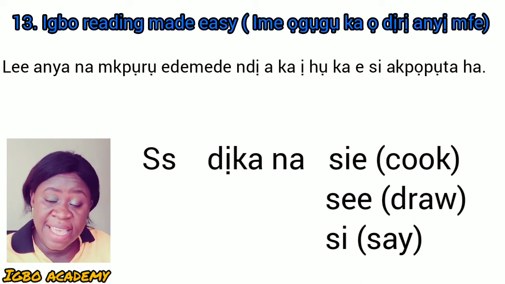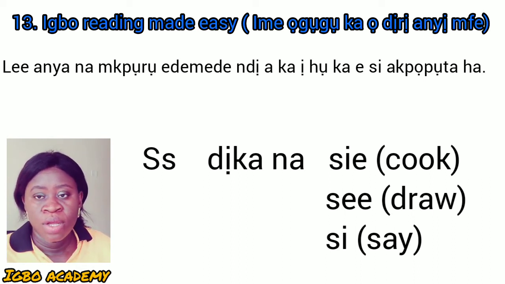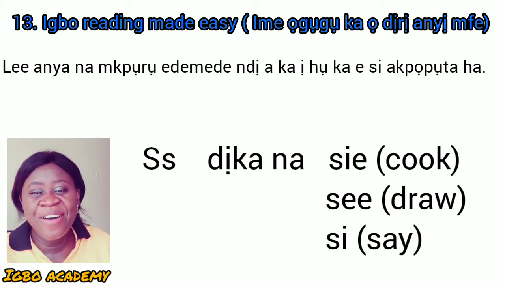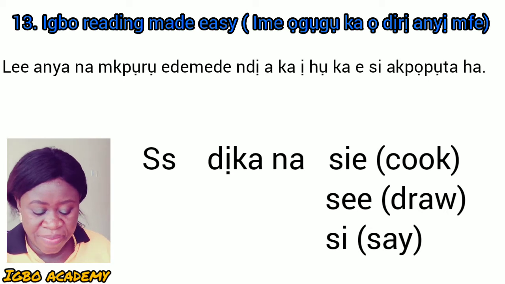S dịka na sie, cook. Ada na-esi nri, jee sie nri. Chialuka jee sie nri. Chialuka, go and cook. Go and cook food. Jee sie nri.